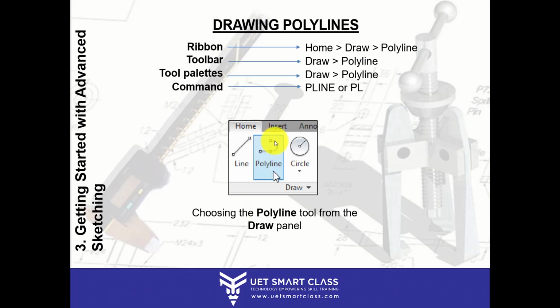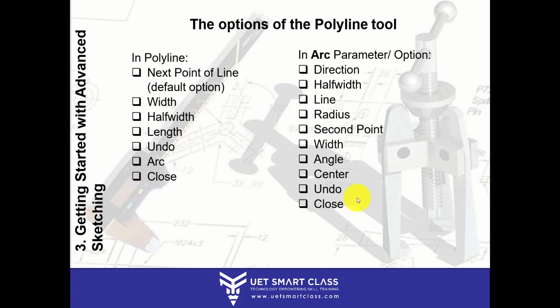Now, have you guessed why this is an icon of polyline and this is a line? Because through line you can only draw lines, but through polyline you can also draw arcs. Now, when you invoke the polyline tool, there are a few parameters which appear in front of you. By default, when you invoke polyline through PL enter, these are the points in your command line.